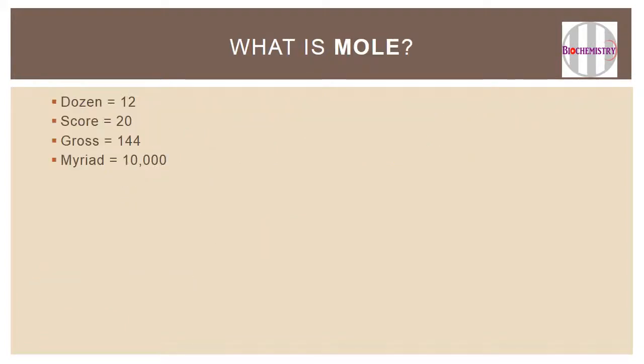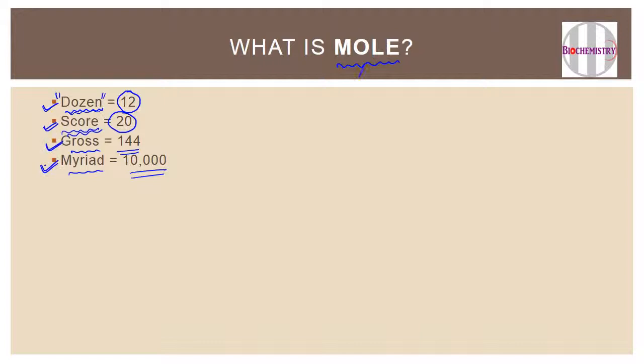Now we discuss the definition. One question arises: what is a mole? Why are we preferring it? A mole is a very simple word, but before that, let us look at the word dozen. If I say 1 dozen oranges, one will understand that I am talking about 12 oranges. If I say one score of oranges, that means 20 oranges. One gross, that is 144 oranges. Myriad, that is 10,000. So these words are used in common language to denote some number.